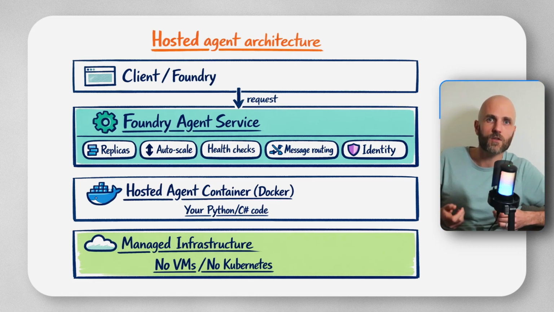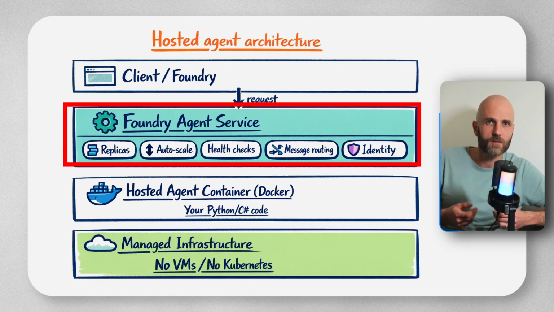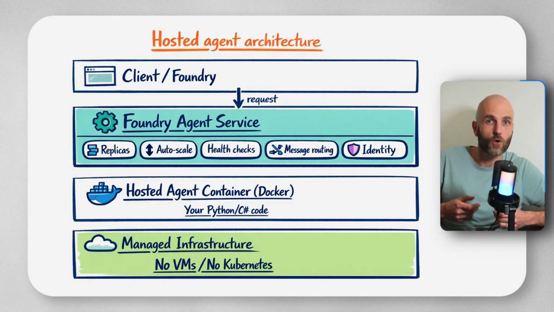Now, around that container sits Foundry Agent Service, and that's doing the platform work. It provisions replicas, it auto-scales, it health checks, it routes messages, and it handles a lot of enterprise security and governance pieces. It also handles identity, so the agent can authenticate to things in a consistent way.